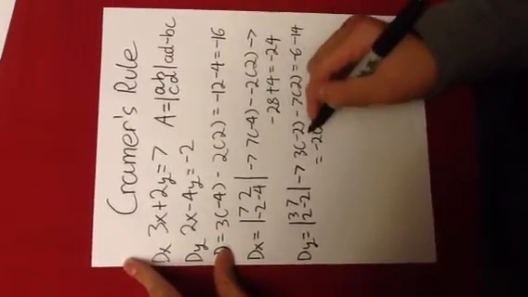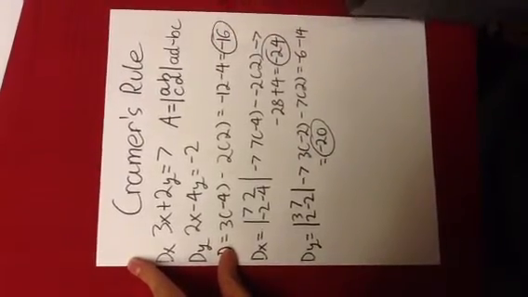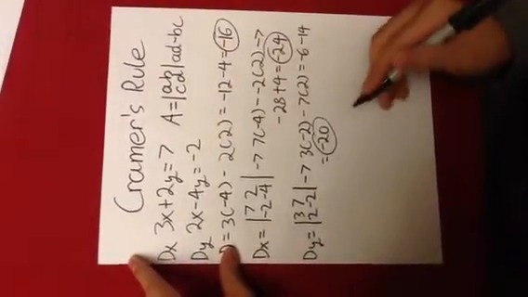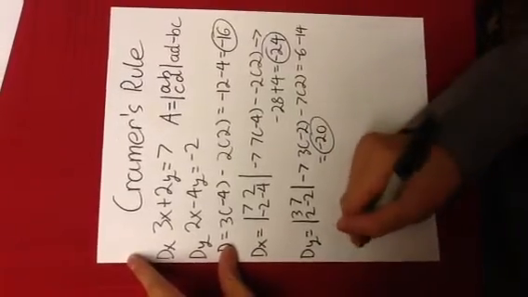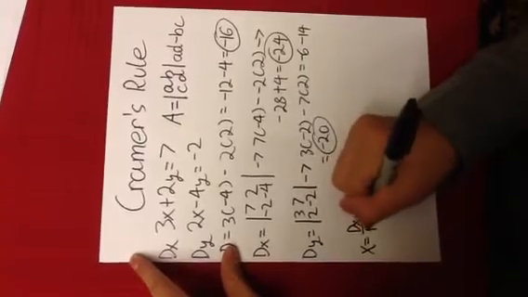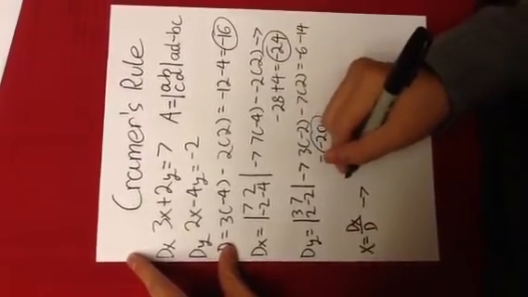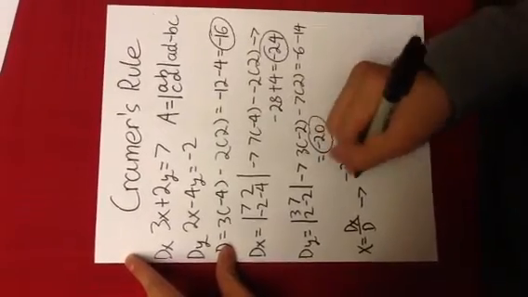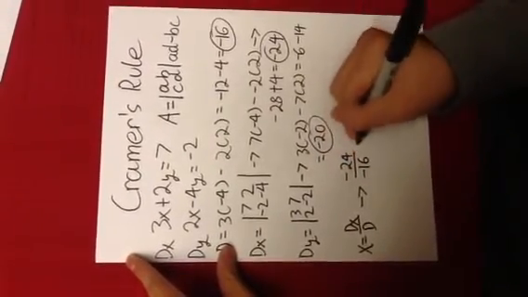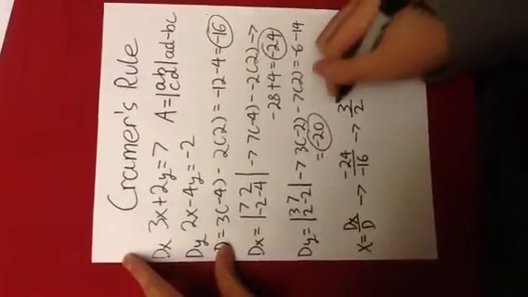We have determinant y, determinant x, and the determinant D of the whole system. So we want to find x and y. x is in the format determinant x over determinant D. That would be minus 24 over minus 16. We can simplify this to 3 over 2, and that is x.